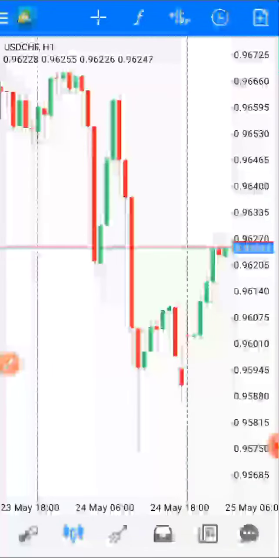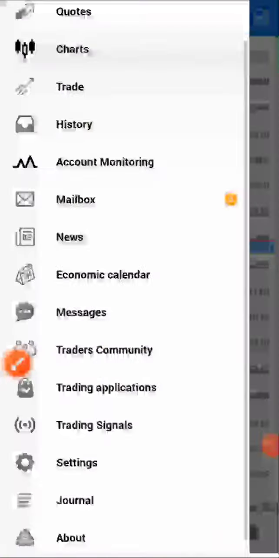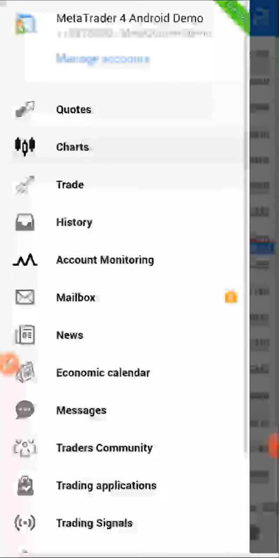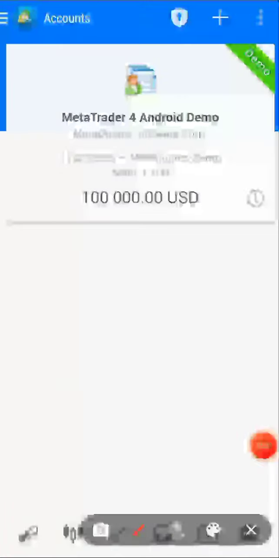So that's good. Now moving forward, linking your live account. How do you link your live account? It's very simple. We are going to be touching these three lines here. When you touch it, this thing comes out. As you can see, this is the demo account I'm using to teach all these things. So you click manage account. When you click manage account, this plus sign here, you click on it.